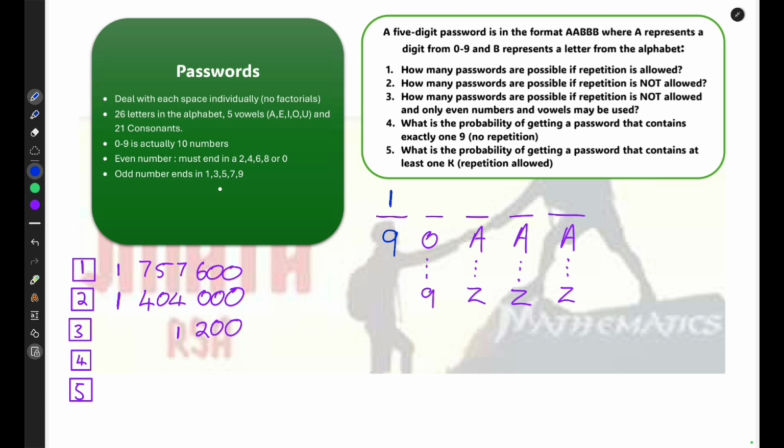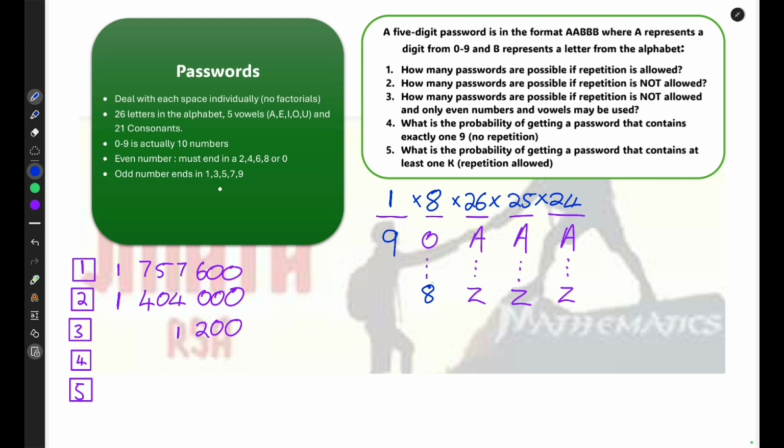Now in the second space, this can no longer be a 9, because it must have exactly one 9. So that would be 8 different options. Then with the others, because repetition is not allowed, it's just again going to be 26, 25, 24. Many of you will ask now, but why is the 9 in the first position? So what I'm going to do is work out this answer, and then multiply by 2 to compensate.